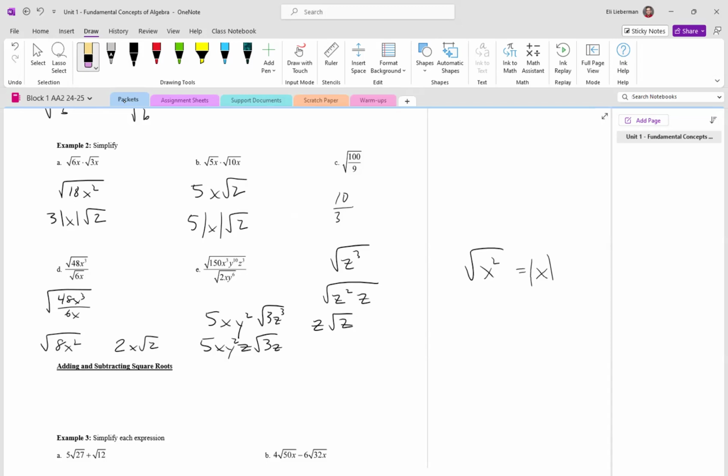The problem is all of these are really annoying because it comes from the square root of x times the square root of x, which does equal this. But there's no chance that x is negative in this case. So this is a little bit of analysis.